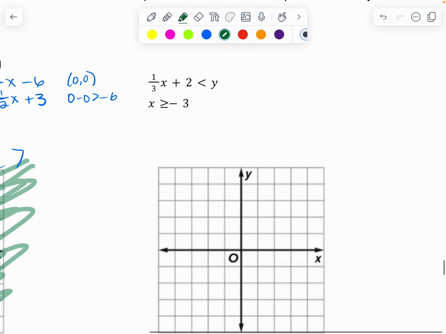Okay, so let's come over to this one. Let's solve for y. Oh, we've already solved for y. It's just on the wrong side. So y is greater than 1/3 x plus 2. I switch my inequality. I put them on opposite sides. So this is 2. 1/3, so up 1 over 3. Up 1 over 3. Down 1 over 3. Down 1 over 3.